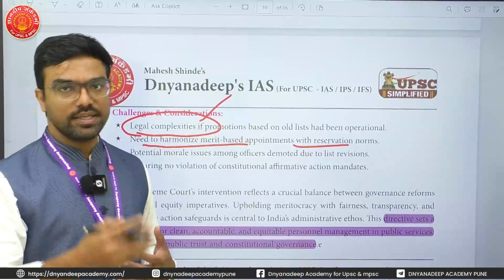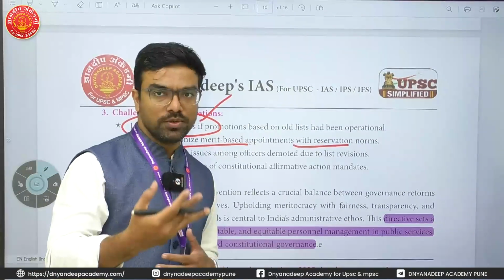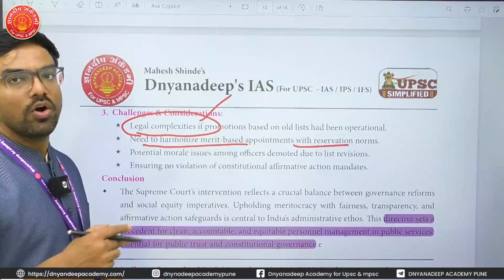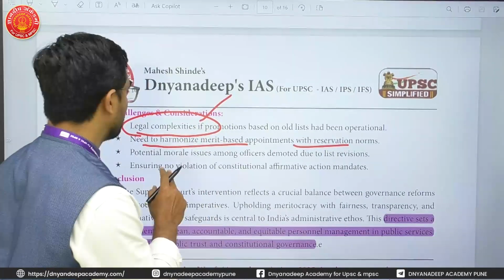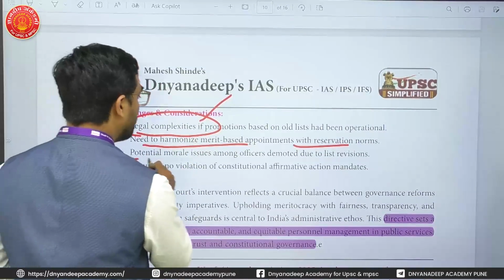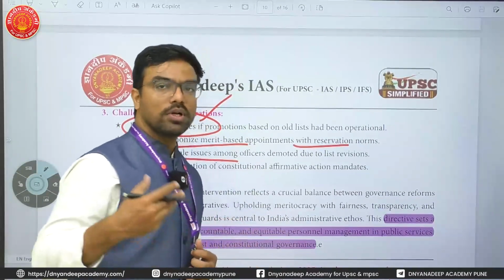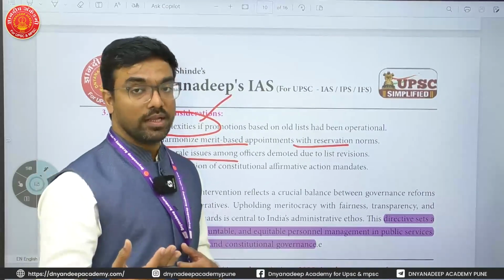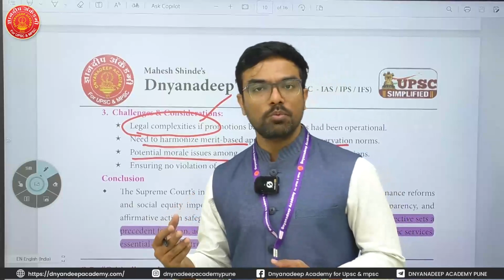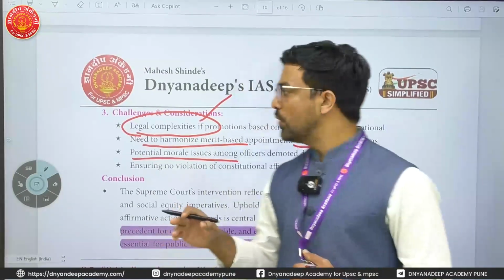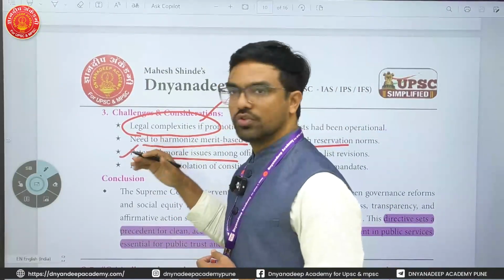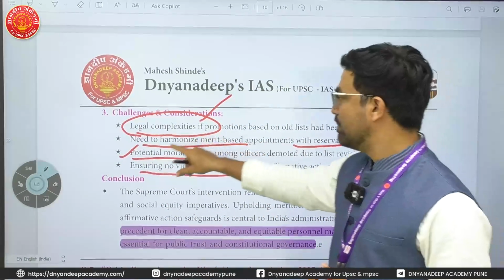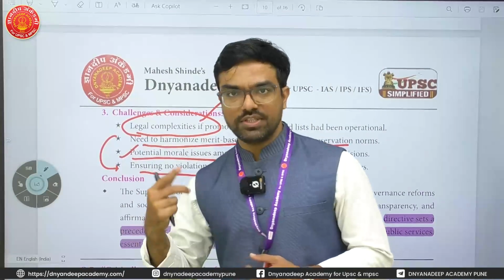This also creates a challenge. When you are giving weightage to merit-based selection, it should not hamper the social inclusion or the affirmative action policies of the government. So that is one of the challenges. Potential morale issues, right? Among those who were already promoted before the directive of the Supreme Court, their promotion may now get stagnated. That's why there is the issue of potential morale issues of those officers. Ensuring non-violation of constitutional affirmative action mandates, in the same way it should not affect social justice issues.